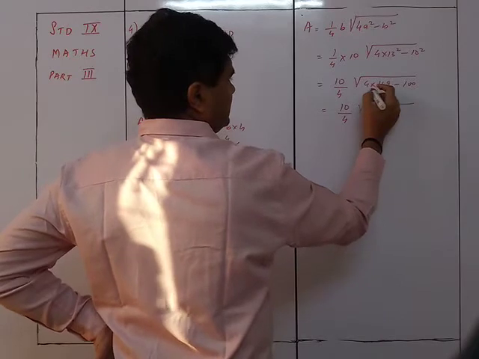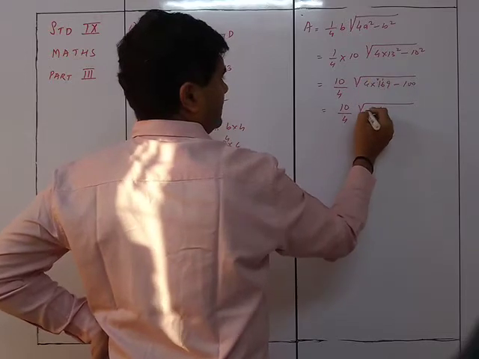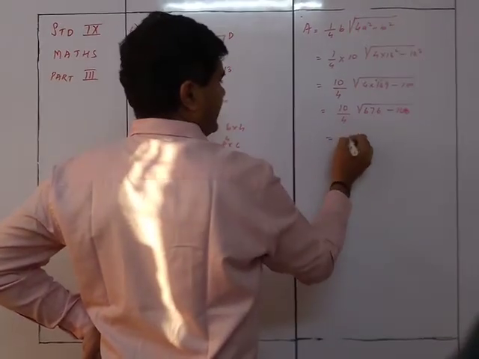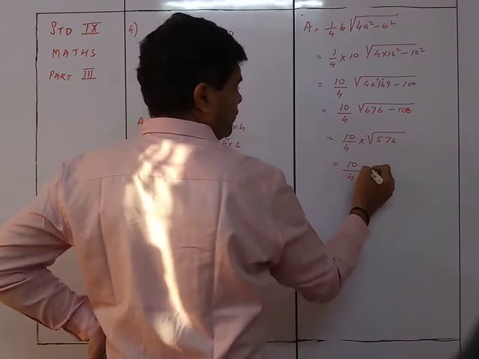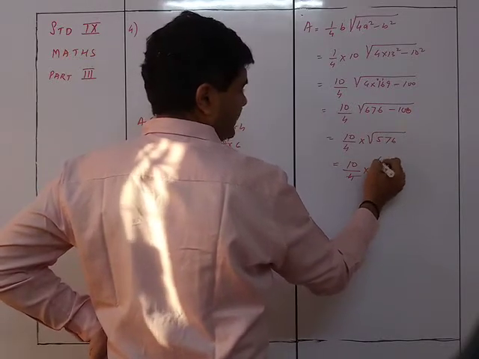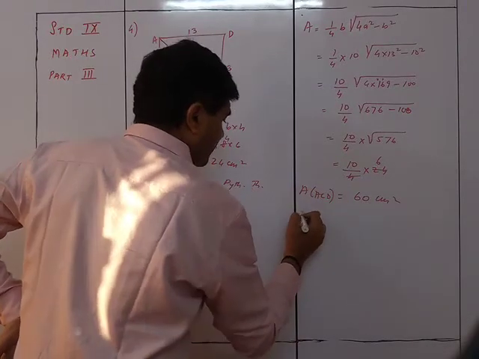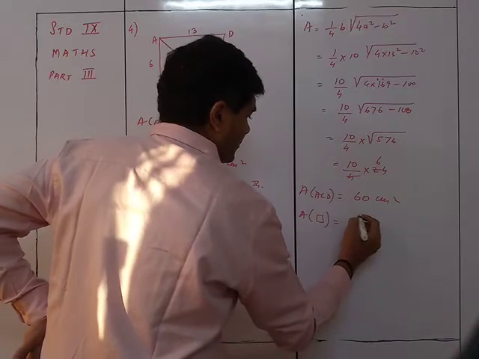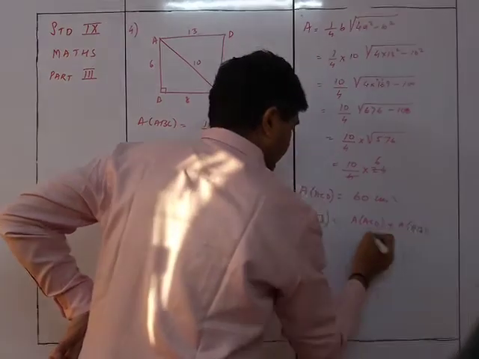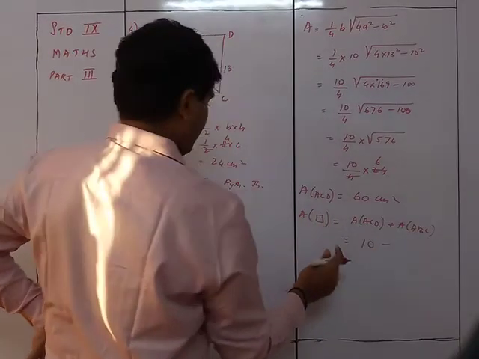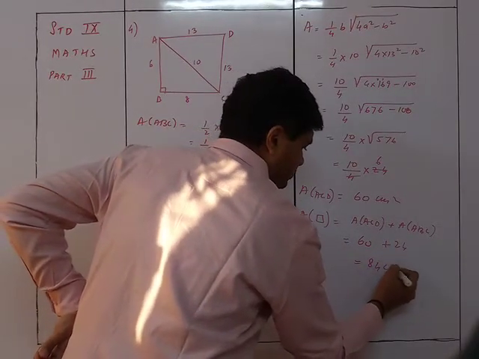So that is 10 upon 4 into square root of 676 minus 100. So that is going to be 10 upon 4 into root of 576. Now 576 is the square of 24. So this is 24 here, so this gives you 6. So answer is 60 centimeter square. That's the area of ACD. Therefore area of the quadrilateral is equal to area ACD plus area ABC, which is 60 plus 24 is equal to 84 centimeter square.